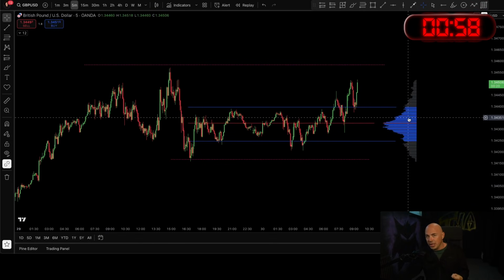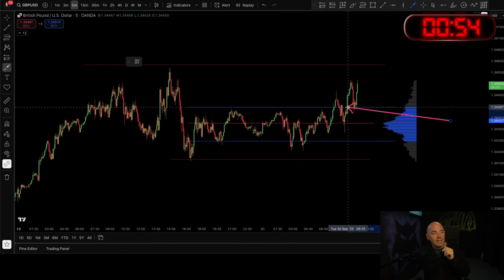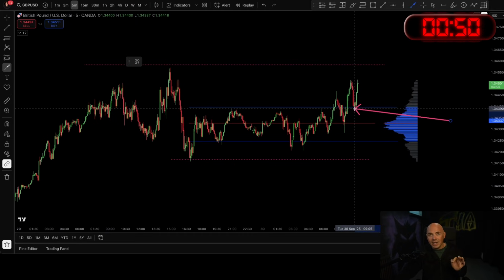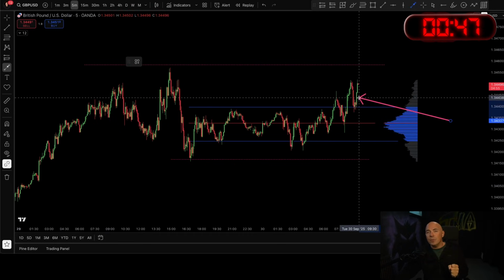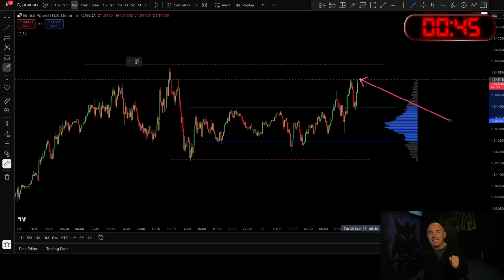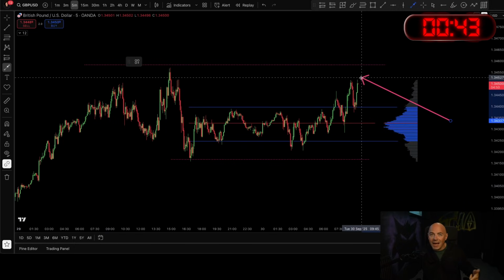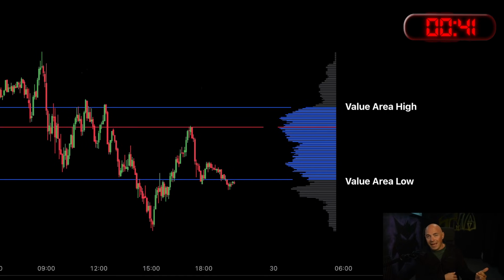Any strong rejections off of the POC, also known as the point of control, as well as a break and a retest of the value area high, is going to catapult price up to the next value area high on the higher time frames. The VAH and the VAL are like boundaries that control 70% of that day's volume. So all of the volume that you're seeing, a majority of it anyway, happens in that range.